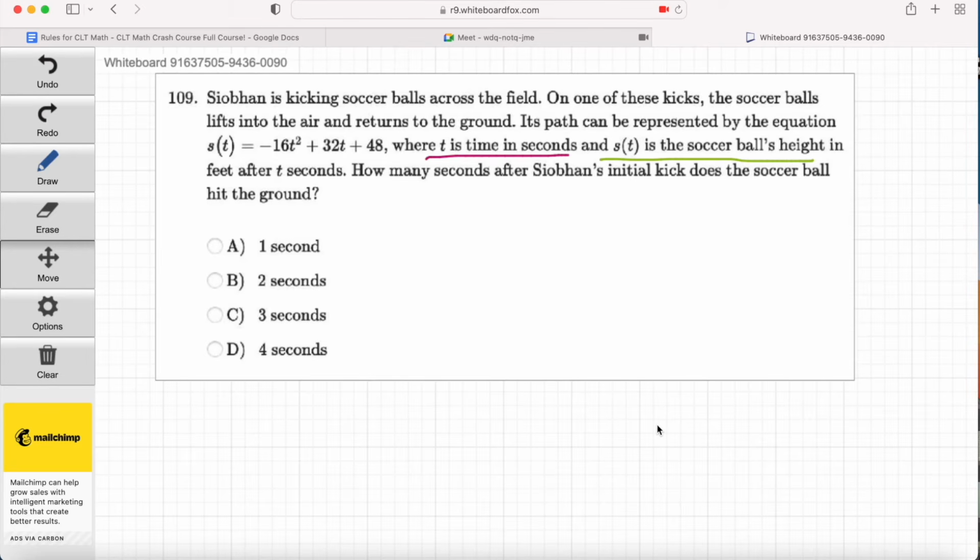Let's start with answer choice A. So we're finding S of 1. That's it. Remember, S of t is the height. I'm going to make a note of that here just to make that really clear, at least as clear as I can with my terrible handwriting. All right, so what's S of 1 equal? Plug it in.